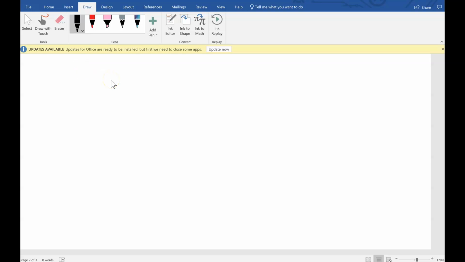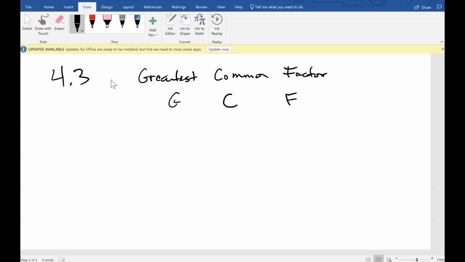All right, welcome back. So we're going to jump into lesson 4.3 today, which is greatest common factor. Greatest common factor is also known as GCF, taking the first letters of these three words, GCF, greatest common factor, section 4.3.